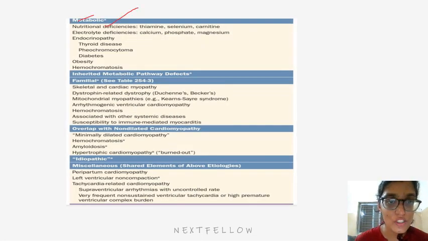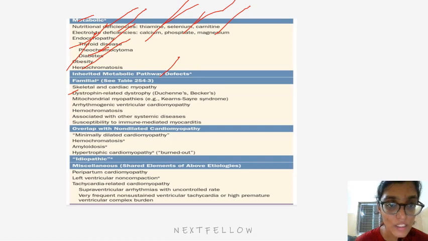Metabolic causes: nutritional deficiency like thiamine, selenium, carnitine; electrolyte disturbances like calcium, phosphate, and magnesium. Endocrinopathies like thyroid disease, pheochromocytoma, and diabetes, obesity, and hemochromatosis. Inherited metabolic pathway defects, familial causes like skeletal and cardiac myopathy, dystrophin-related dystrophy, Duchenne's and Becker's, mitochondrial myopathies like Kearns-Sayre syndrome, arrhythmogenic ventricular cardiomyopathy, hemochromatosis associated with other systemic diseases and susceptibility to immune-mediated myocarditis.